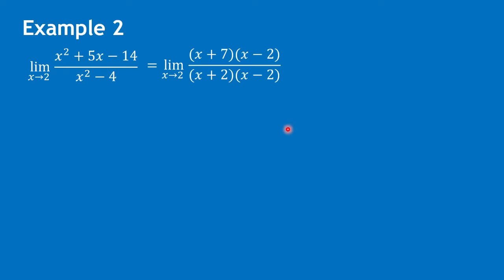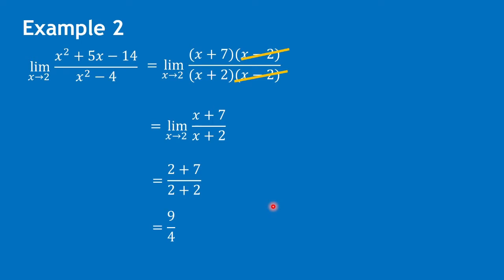Getting the factors of the numerator would be x plus 7 and x minus 2. Also, the denominator would be the sum and difference of two binomials, and that would be x plus 2 times x minus 2. We can cancel x minus 2, leaving us the limit of x plus 7 over x plus 2 as x approaches 2. By substitution, we can have 2 plus 7 over 2 plus 2. So the limit of this function is 9 over 4.